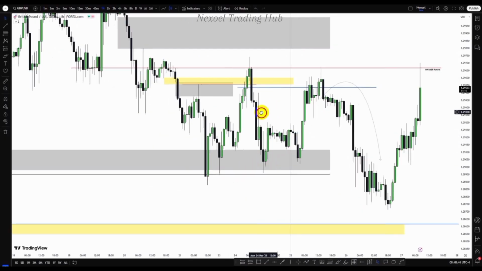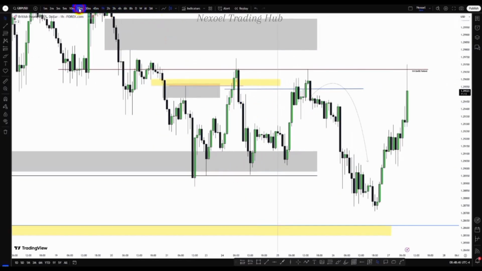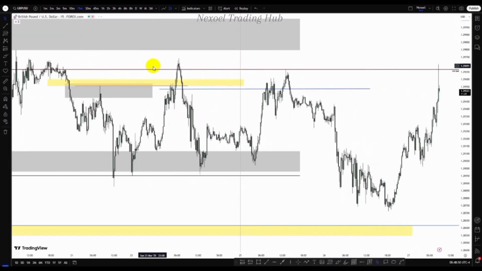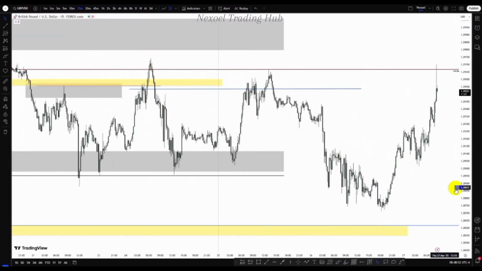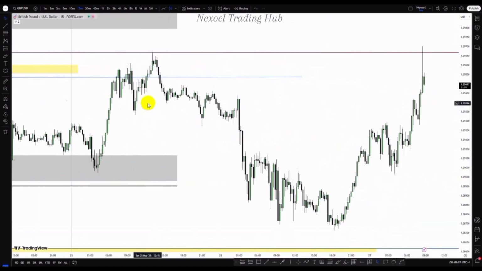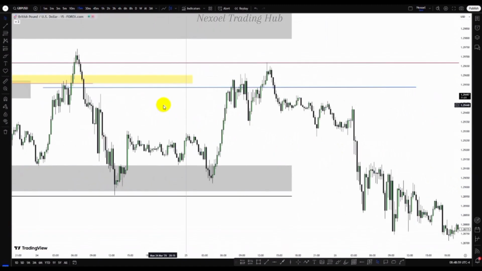So now we're going to the lower time frame, which is going to be the 15-minute time frame, and we're also going to the 5-minute time frame so that you can see how your entry models should have been built and how you would have executed this particular trade setup.